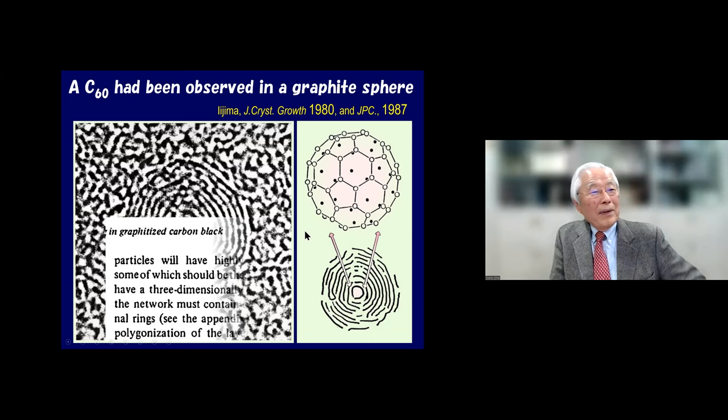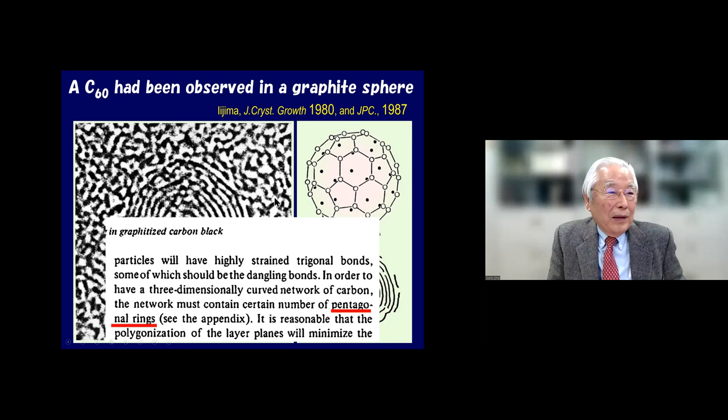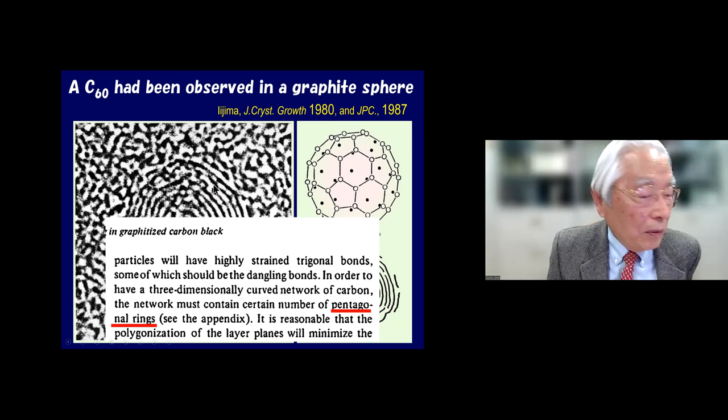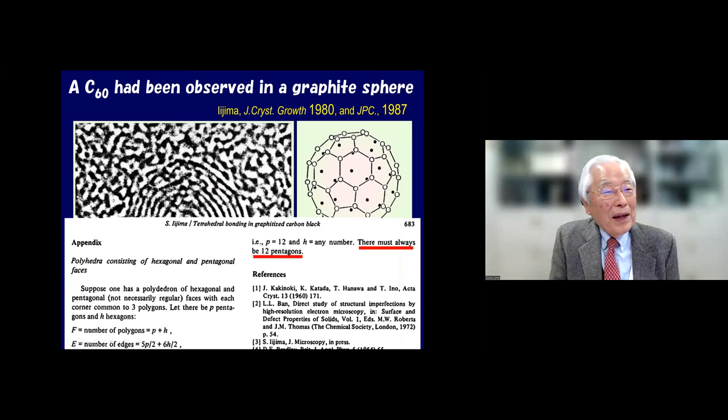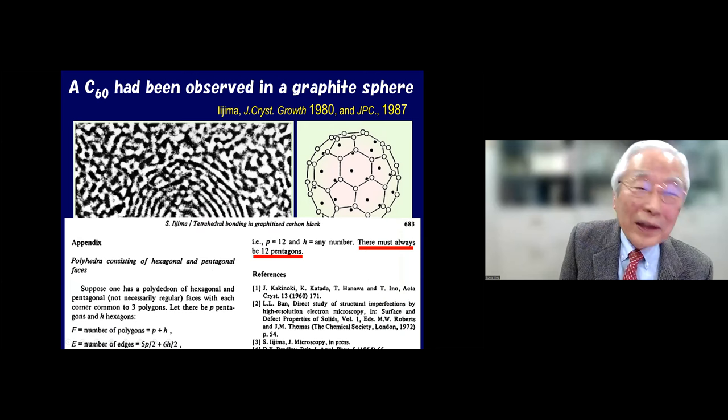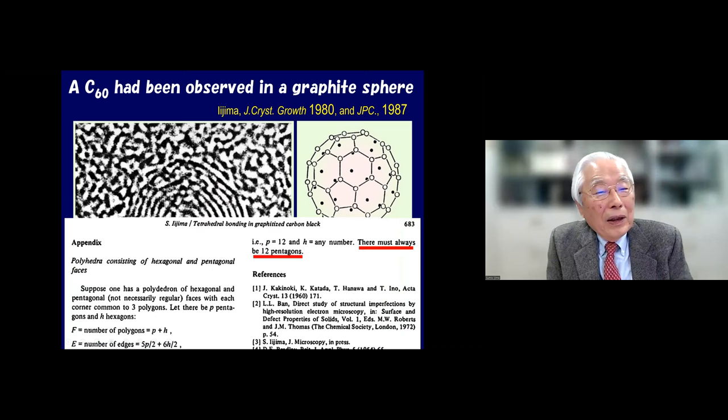Even in that paper, I said that in order to explain these curved graphitic layers, we should have pentagons, and that there must be 12 pentagons to have this curved structure. But I didn't say that this is a fullerene molecular structure. But I was very close to the fullerene structure.